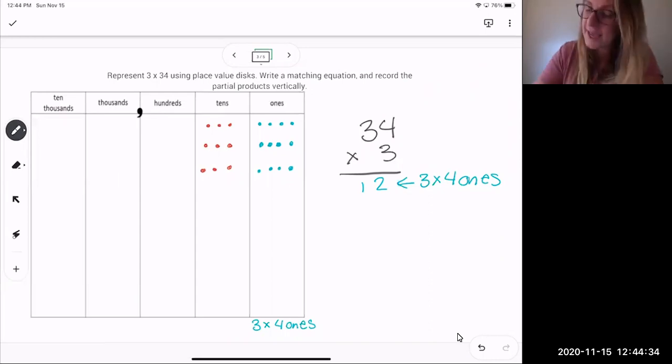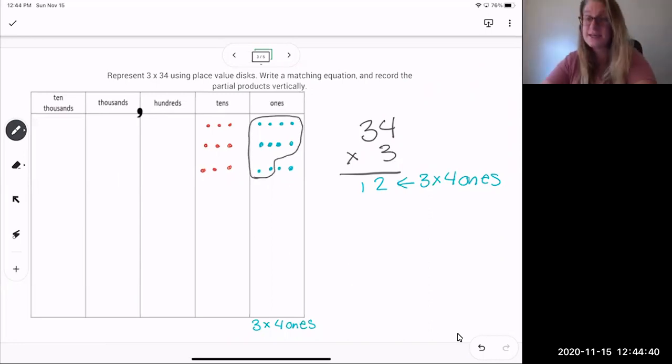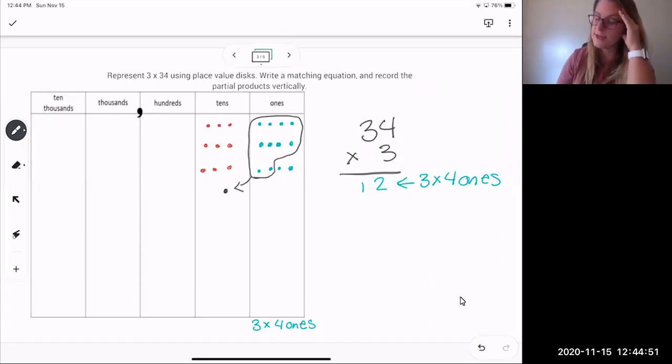So we can take 10 of our place value discs and move them to make 1 ten here. Okay, so we can also regroup. So here we have 1 ten and 2 ones.